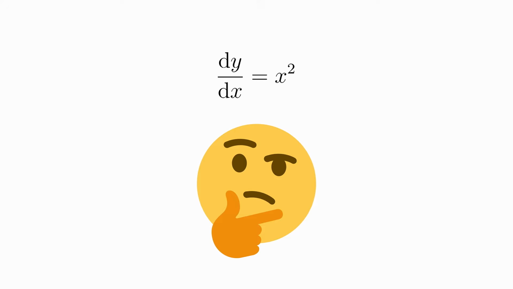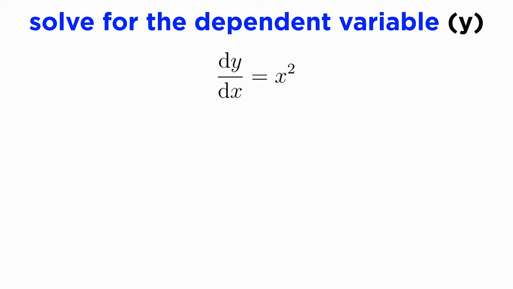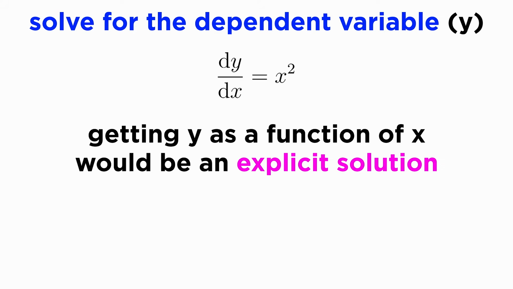Now that we know how to classify a differential equation, let's talk about what we can expect to get out of them. As mentioned, the goal of solving a differential equation is to solve for the dependent variable, such as y, which is really a function of the independent variable, such as x. If we can achieve this so that we get our answer as an expression in the form y equals some function of x, then we call this an explicit solution to the differential equation.